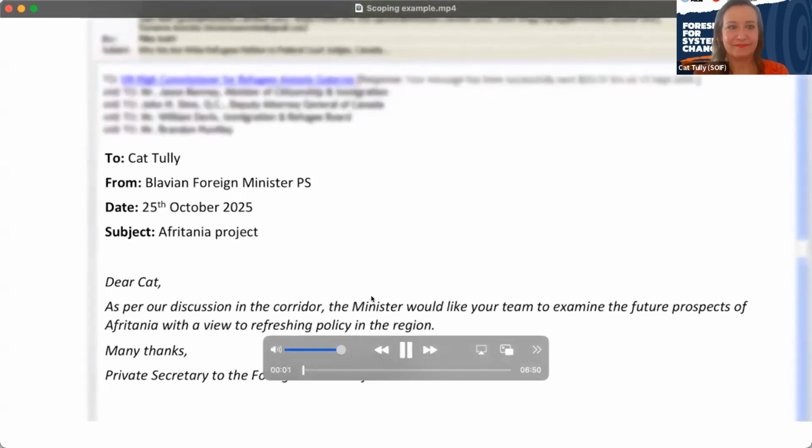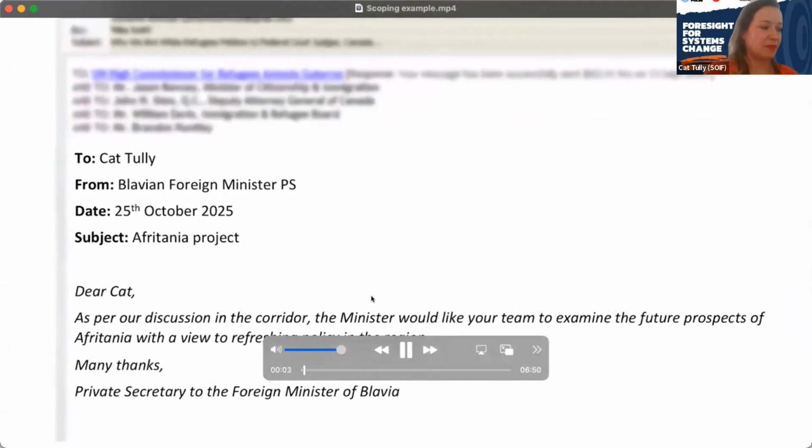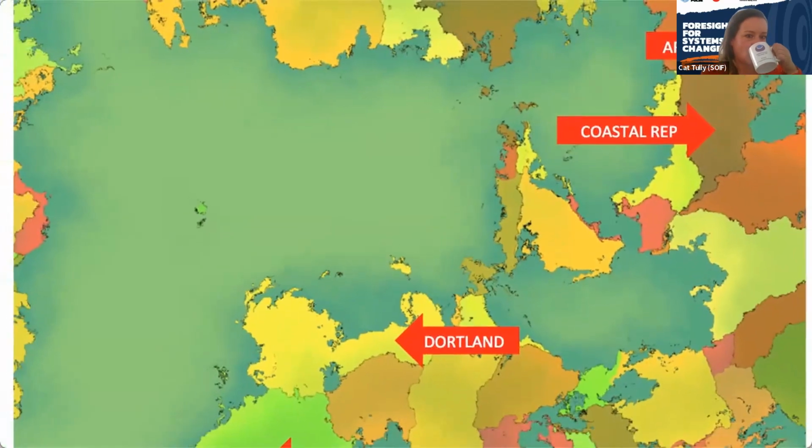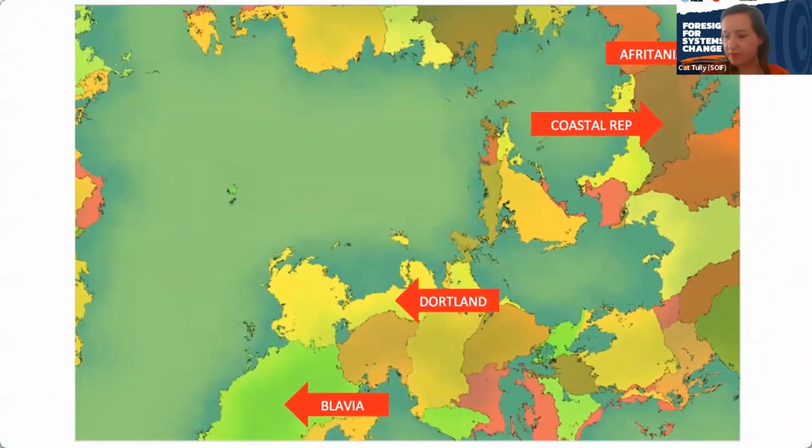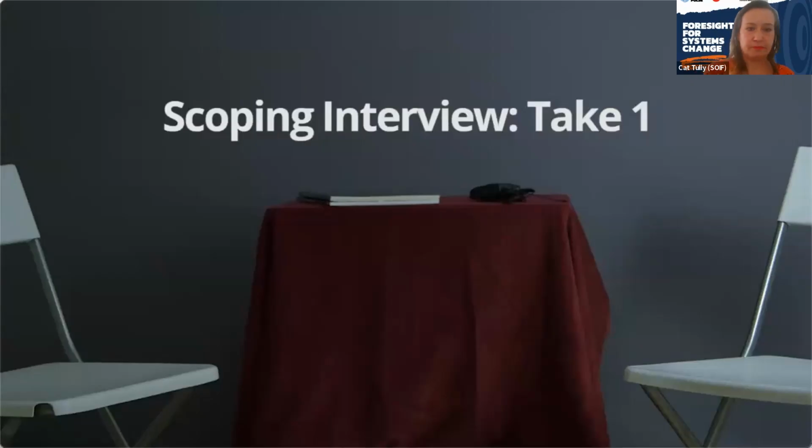Kat has received an email from the Minister of Foreign Affairs of Blavia's private office, asking her to do some work on the future of Afritania. She has got a 10-minute meeting in the diary to get more information about the proposed project from the Minister. Good morning, Minister, and thanks for making the time to chat through this new commission that you've given our team to look at the future of Afritania.